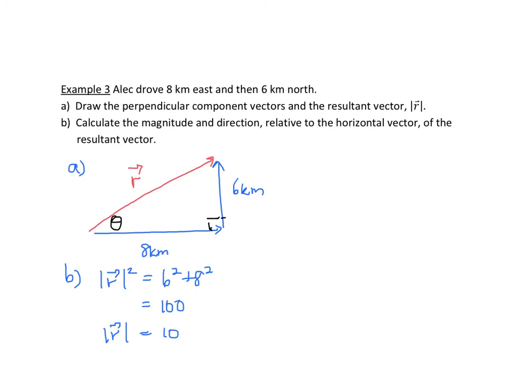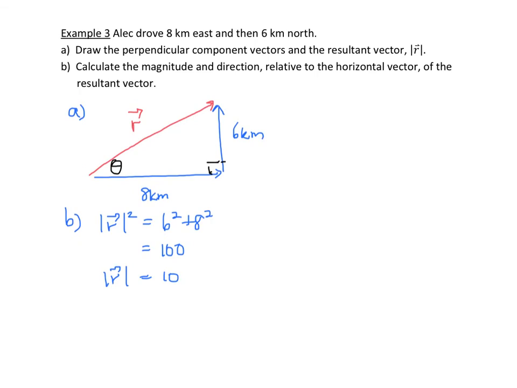Now, when finding theta, we now know the lengths of all three sides of this triangle, so I could use sine, cosine, or tangent. I'm going to choose to use the values that were given, just in case we made a mistake when we found the magnitude of the resultant vector. We don't want to carry that mistake forward. So let's use the side lengths that were given, the opposite and adjacent. So tan theta is 6 over 8, and if you use your inverse tan function, you can find the measure of angle theta. It would be approximately 37 degrees.